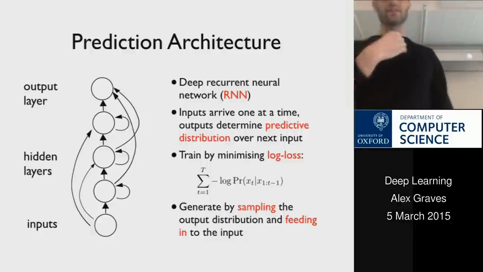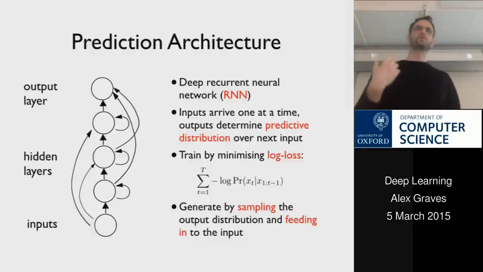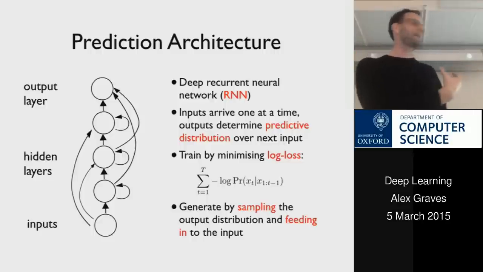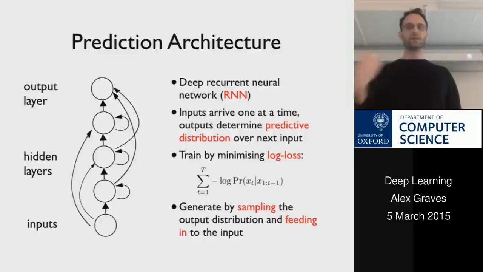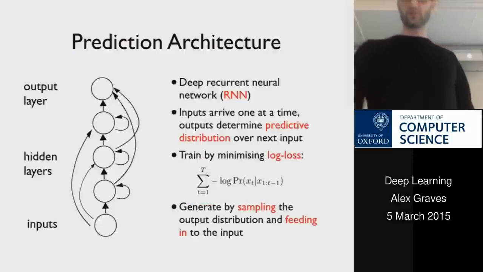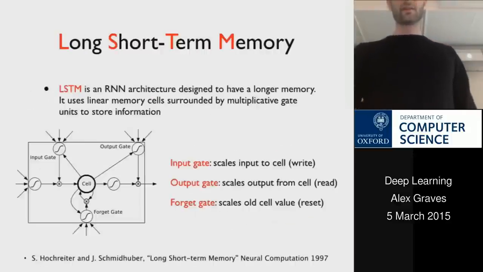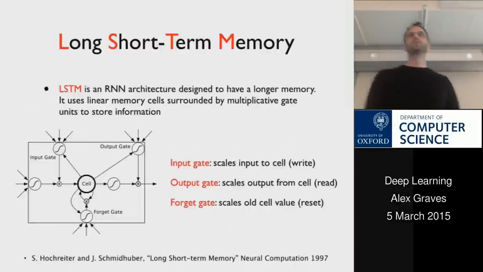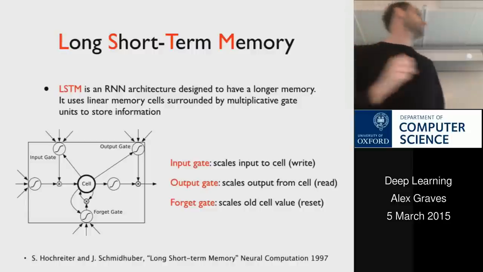And as I said in the last slide, once you've trained this model, generation is straightforward. You just keep on feeding an input and then sampling from this output distribution, the probability of X_t given X from 1 up to t minus 1. Pick a sample from that and then feed that in as your next input X_t, rather than the real input. Okay, so it's a relatively straightforward architecture, but there are a few subtleties.